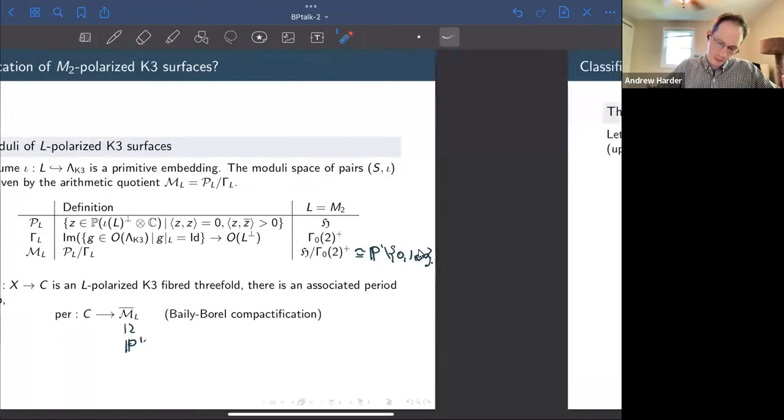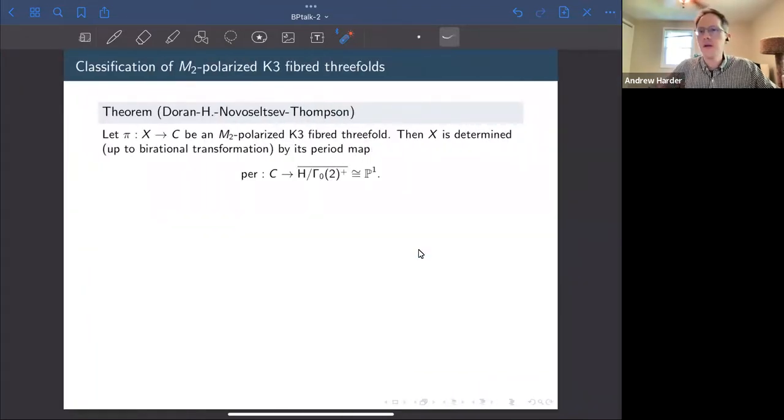Great. Okay, so let's move on. So here now we come to basically lead up to the main theorem that I want to talk about. So the first theorem, and this is the engine that makes this all tick, sort of, is that if I have an M2 polarized K3 fibred threefold, so of any type, it doesn't matter whether this is Calabi-Yau or whatever, then this threefold is determined up to birational transformation by its period map. So this is something specific to the M2 lattice.